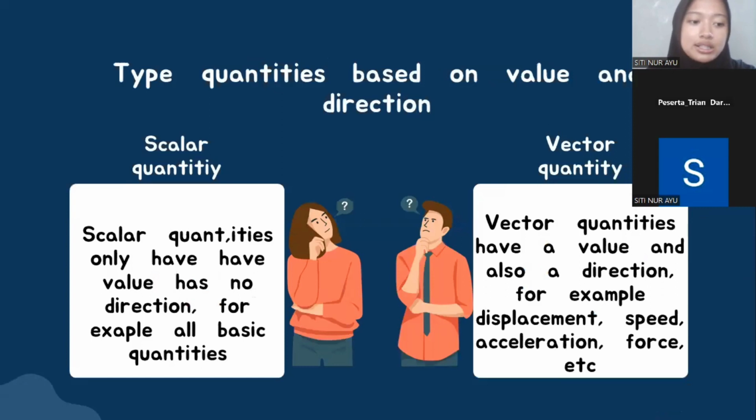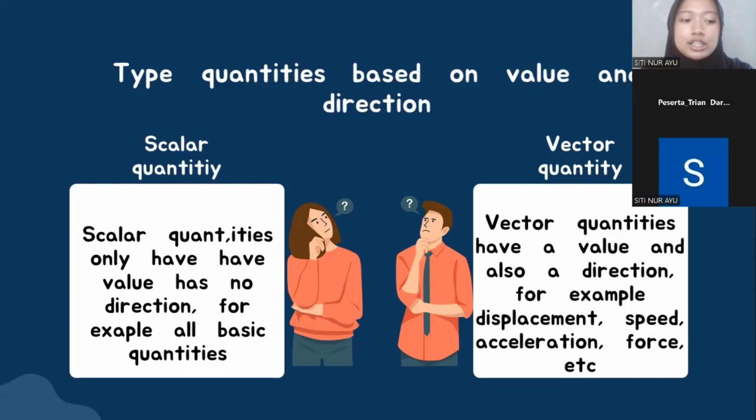Okay, next, based on value and direction, quantities are divided into two types. One is scalar quantity, and two is vector quantity. Scalar quantities only have a value and no direction, for example basic quantities. Vector quantities have a value and also have a direction, for example displacement, velocity, acceleration, force, etc.